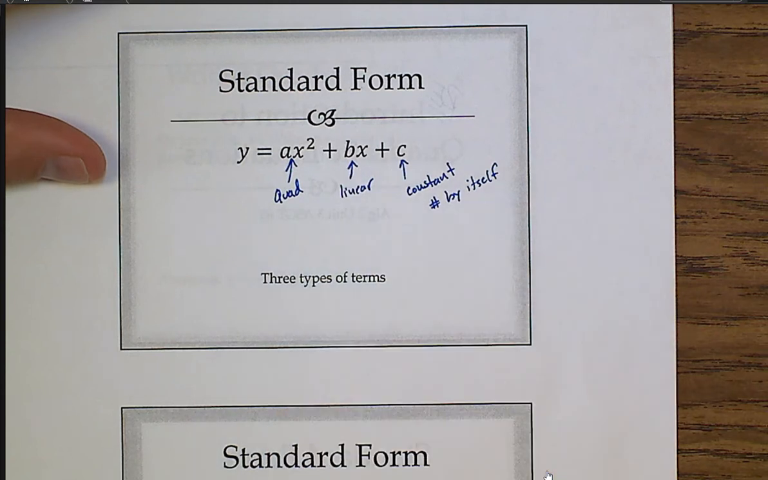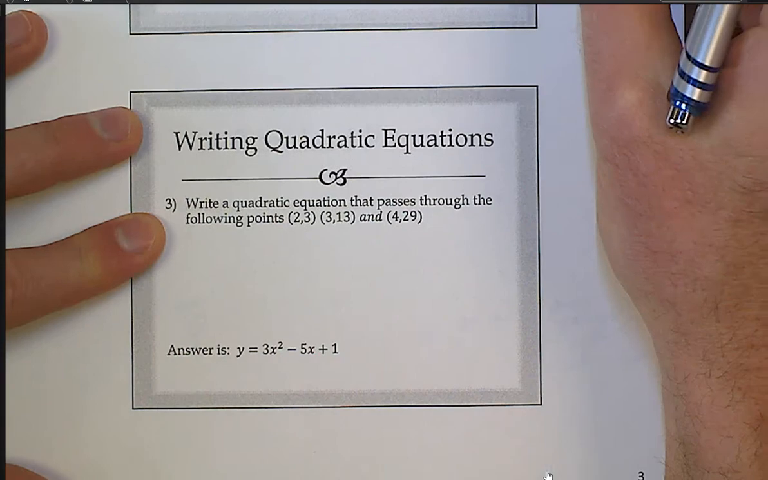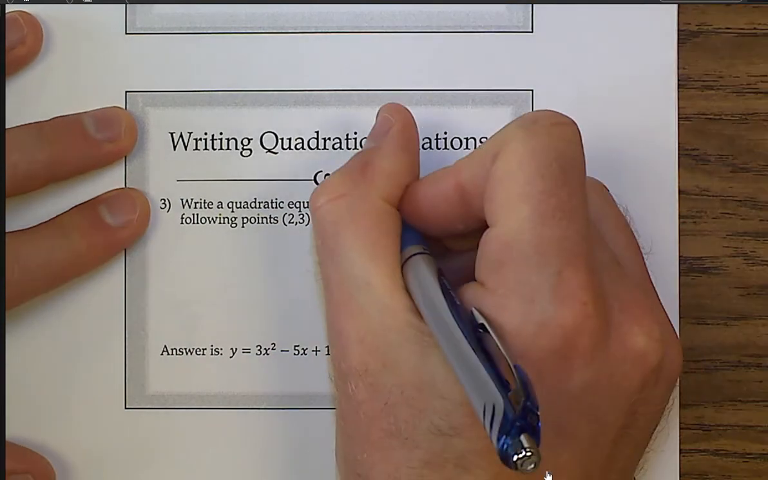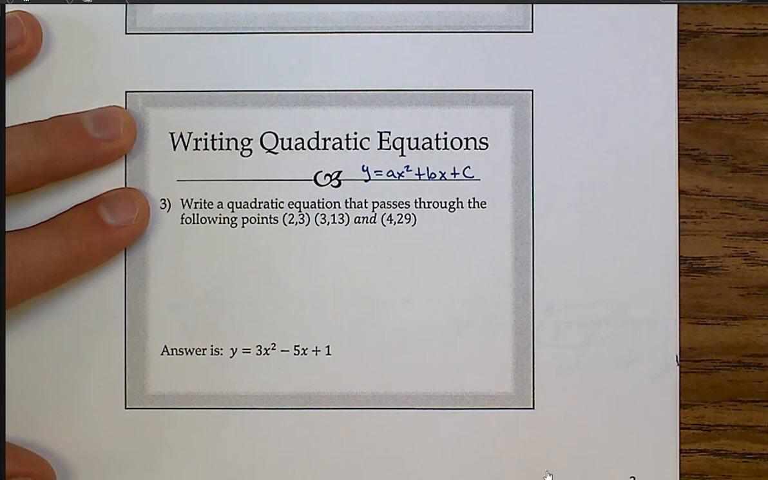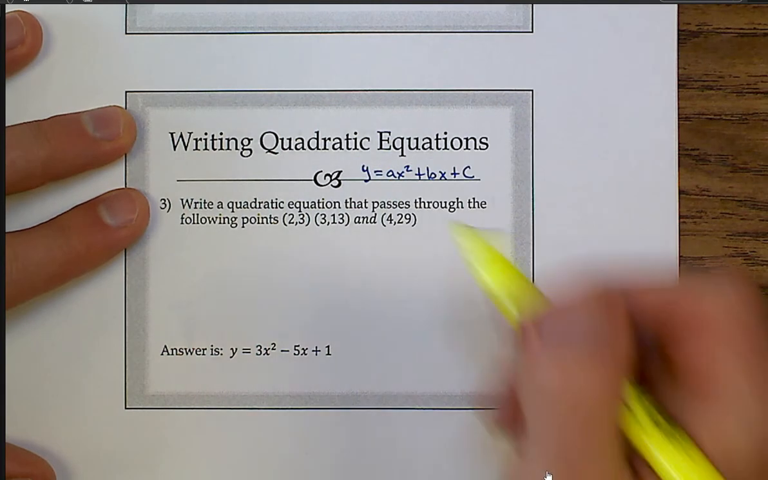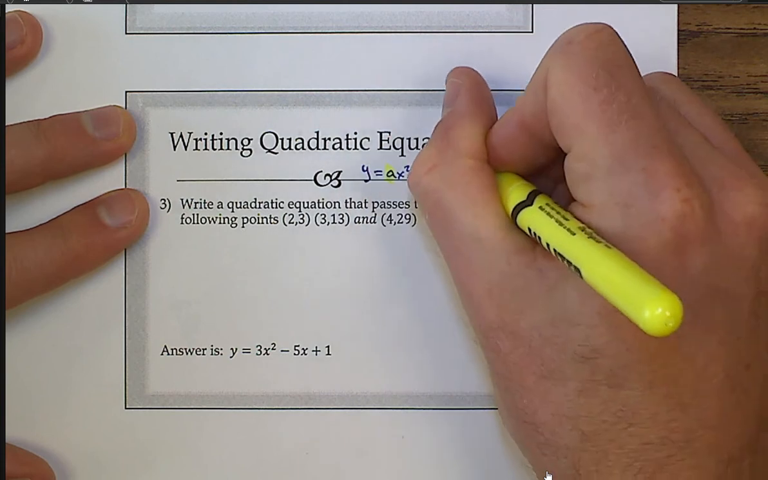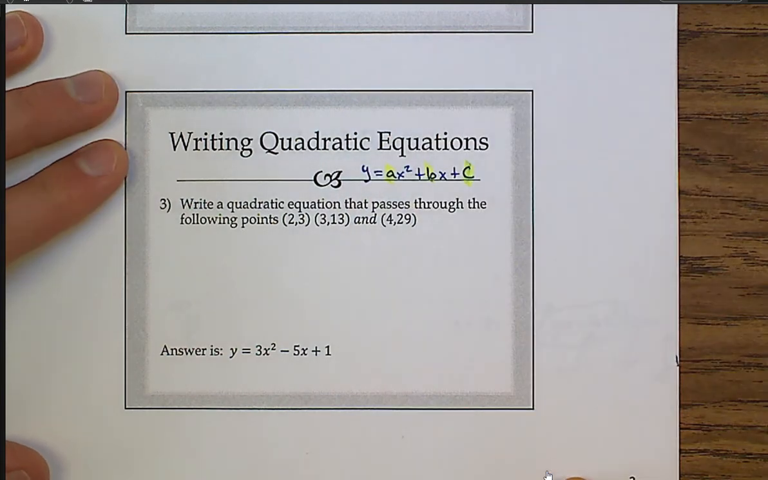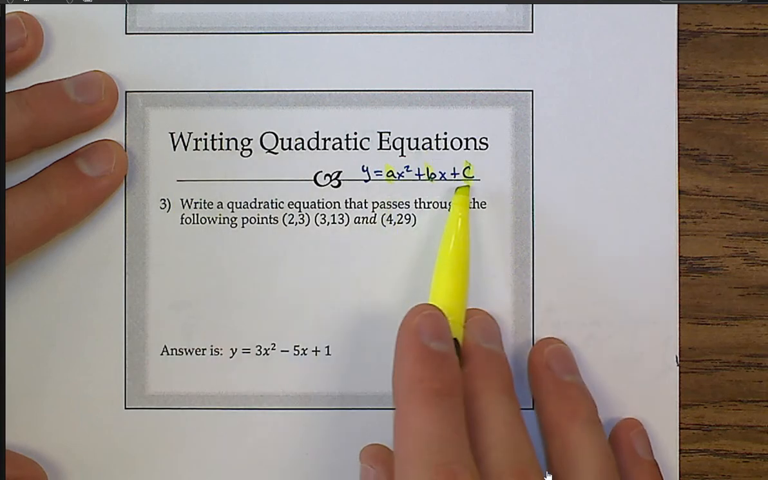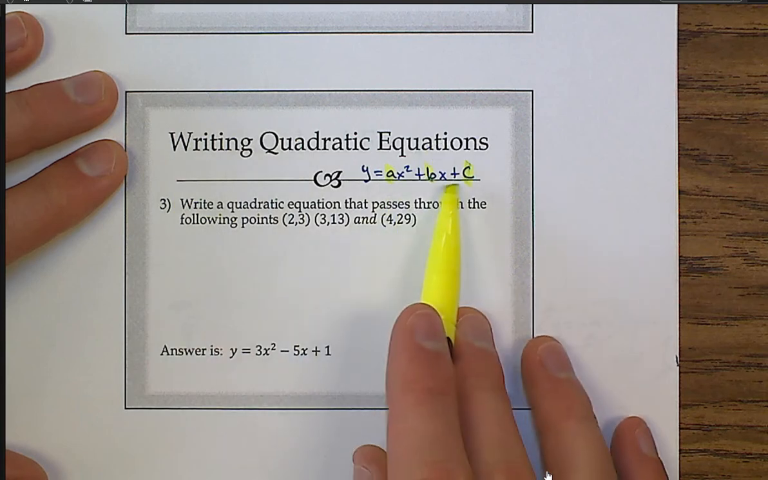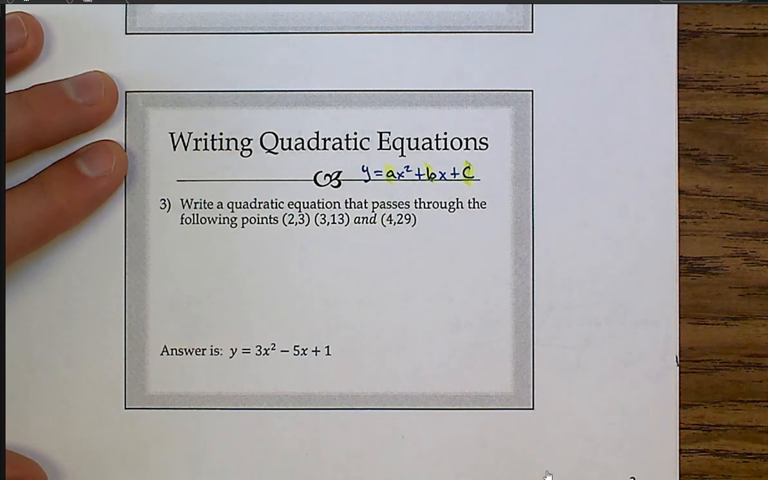So when we get to this, kind of moving all over the place, your job is you need to find what the A value is, the B value is, and the C value is. That is your job. When you're writing a quadratic equation, y equals ax squared plus bx plus c, that's called standard form. You need to tell me what the A value, B value, and C value is. So how do we do that?